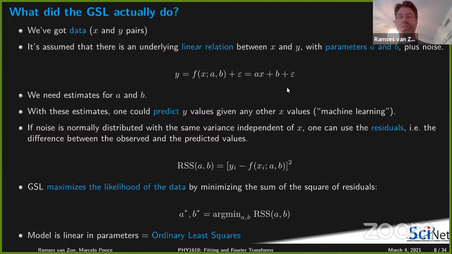And that means there's two parameters, call them A and B here. GSL called them C0 and C1. We're assuming that that's the case, but we're allowing for some noise. What we want is estimates of A and B, so we want to know this linear relationship better. If we have those, we could actually predict other y values. For a specific set of x values, with the estimates for A and B, we could predict new y values for any other x values.